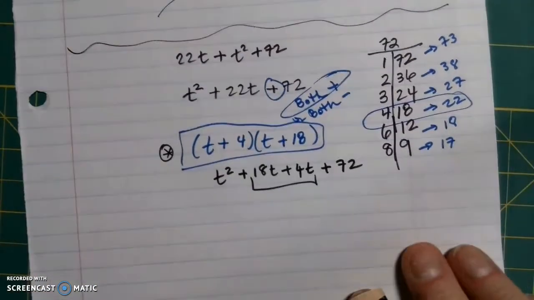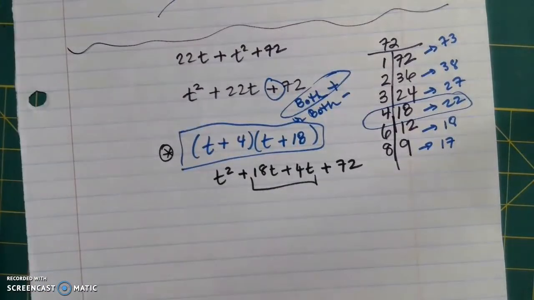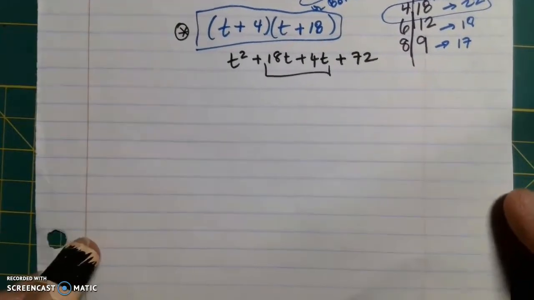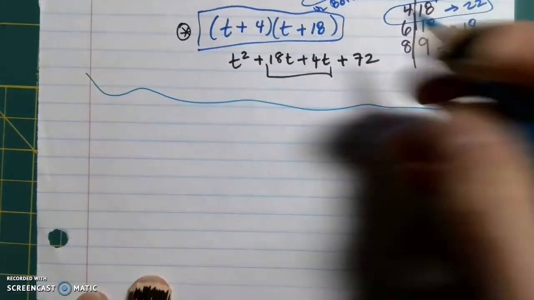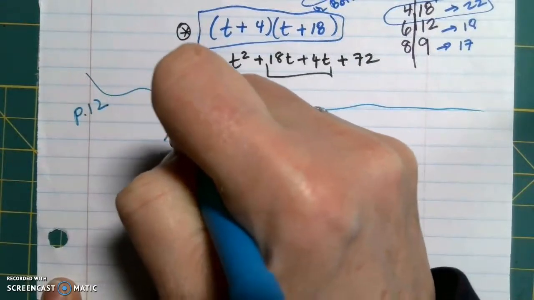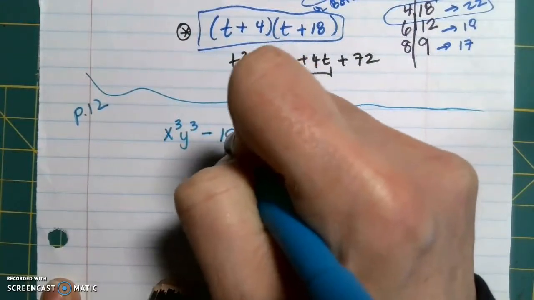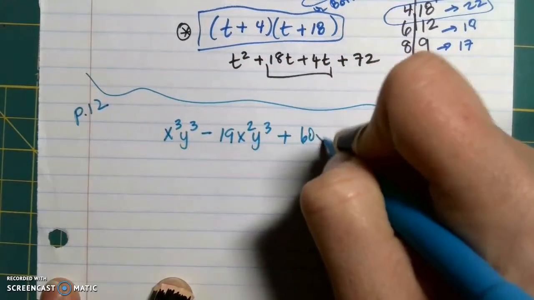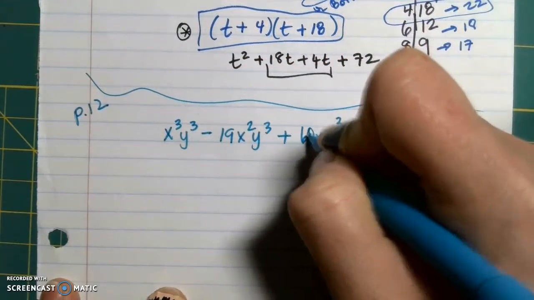All right, we'll look at the one on the bottom right of page 12 here. So we're still on page 12. And we're going to look at x cubed y cubed minus 19x squared y cubed plus 60x y cubed.